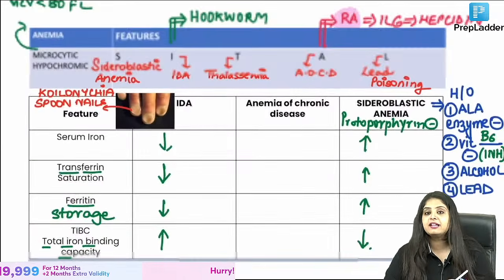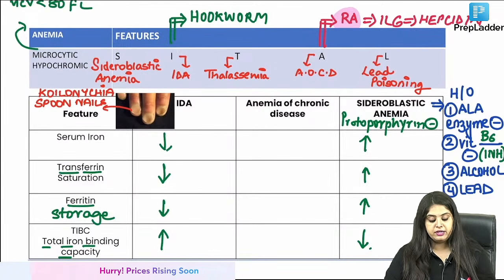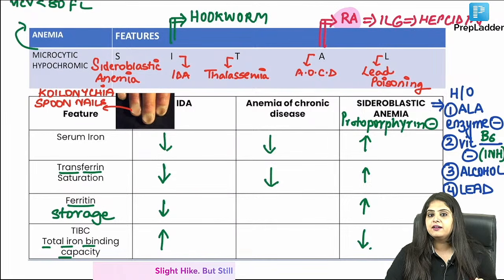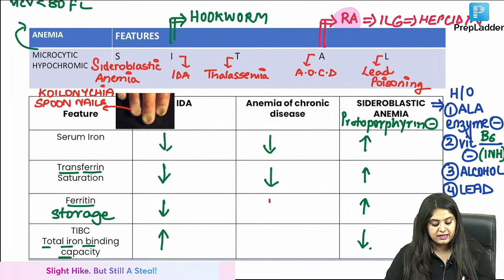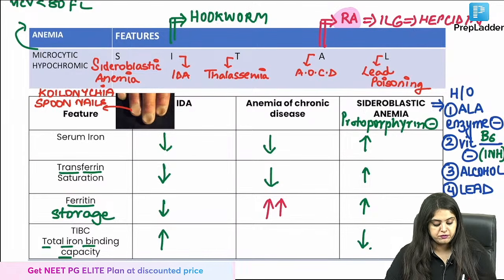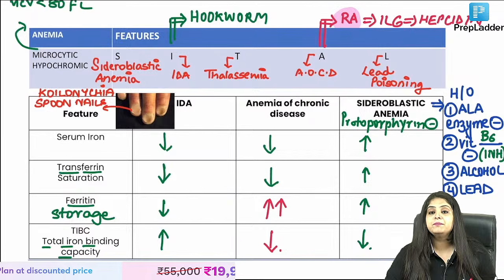If you had to fill in the blanks over here, in anemia of chronic disease, initially it tries to show you that, oh, I have no iron and I have no transferrin saturation, but the bank account is stuffed with iron, ferritin, because it is not being used, because of which the TIBC is going to be decreased.